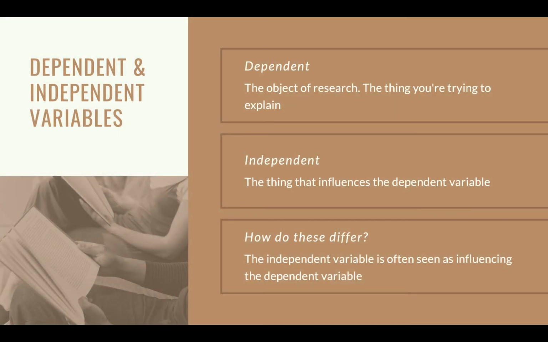Dependent variable is the object of research, the thing you're trying to explain. Independent variable is the thing that influences the dependent variable. And how do these differ? Well, the independent variable is the influencer. It influences the dependent variable. It also is seen as coming before the dependent variable. So the x variable comes before the y variable. The independent variable comes before the dependent variable.